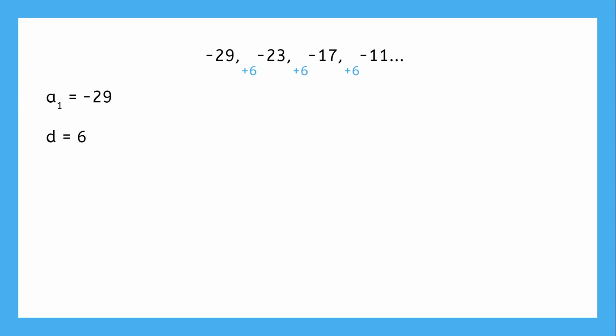Now that we've got the information we need, we can put them in the formula. The first term is negative 29, and the common difference is 6. Now we could use this explicit formula to find any term we wanted in the sequence.